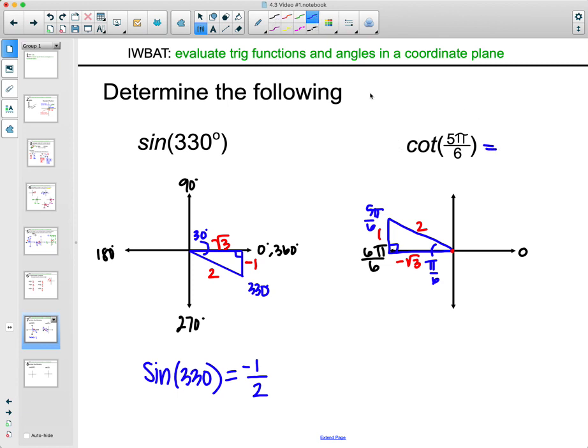So remember, tangent is opposite over adjacent. So cotangent is going to be adjacent over opposite. Okay, so adjacent is negative square root 3. Opposite is 1. So just negative square root 3.